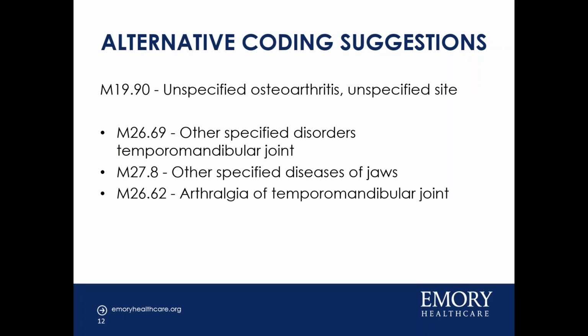So for M19.90, these are some suggestions: other specified disorders of the temporomandibular joint, other specified disease of the jaw, and arthralgia of the temporomandibular joint. I went to the conference last week and spoke with a surgeon and asked him what he uses. He was presenting at the conference, and he uses the arthralgia of the temporomandibular joint. I don't know which option might be best, but we cannot use M19.90 for unspecified osteoarthritis for an unspecified site.